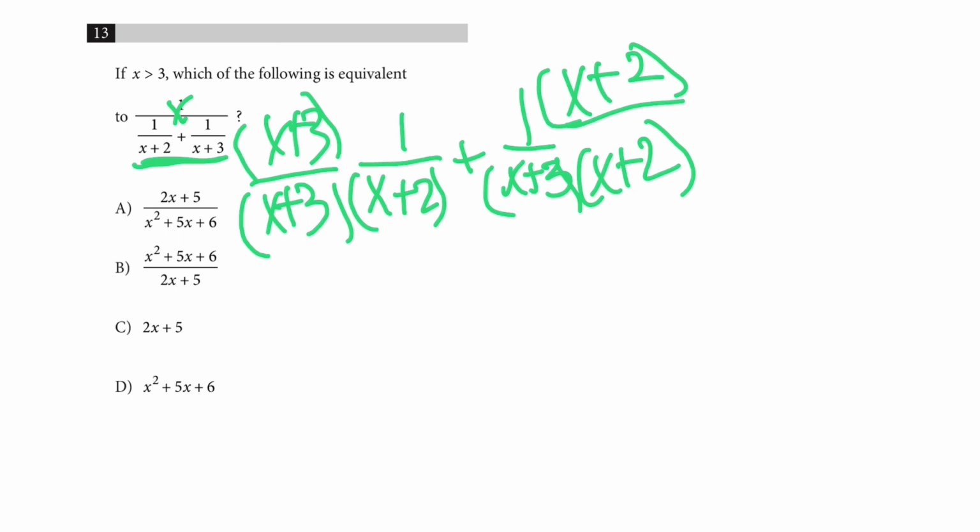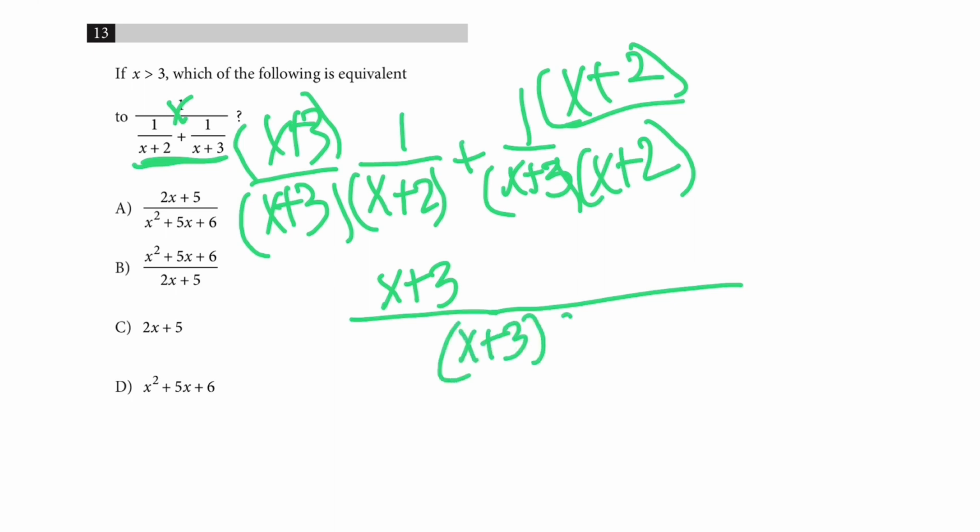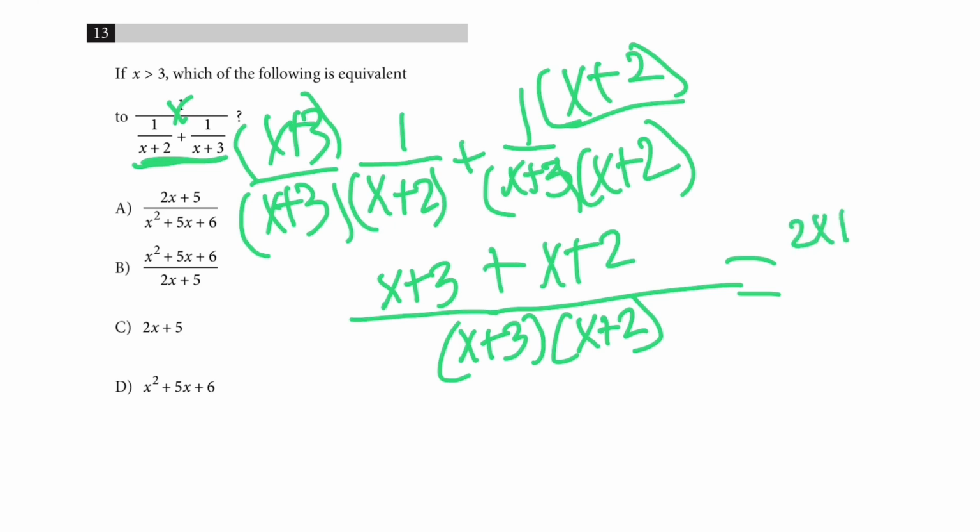So x plus 3 times 1 is going to be x plus 3. And we can just combine the denominator because it doesn't really matter anymore. It's the same thing for both of them. It's just x plus 3 and x plus 2. So now we're just going to add, and then 1 times x plus 2 is just x plus 2. So what does all this simplify to? This is just going to be x plus x and 3 plus 2, 2x plus 5.